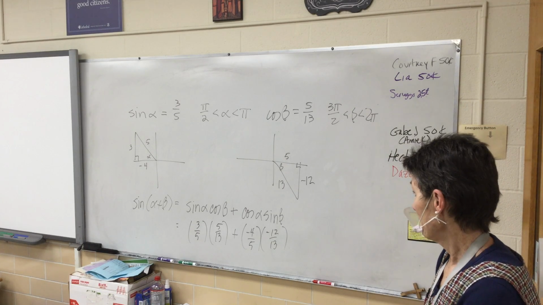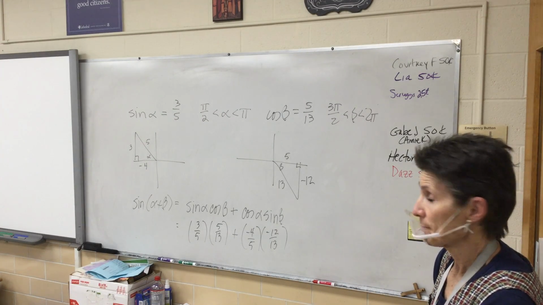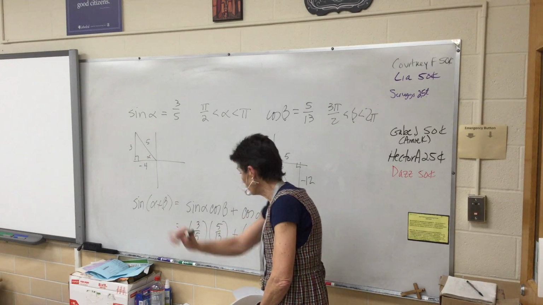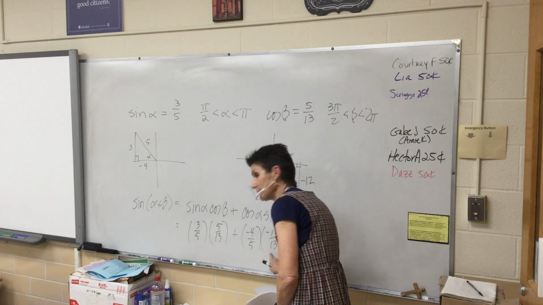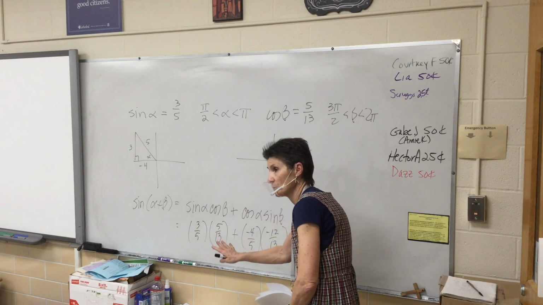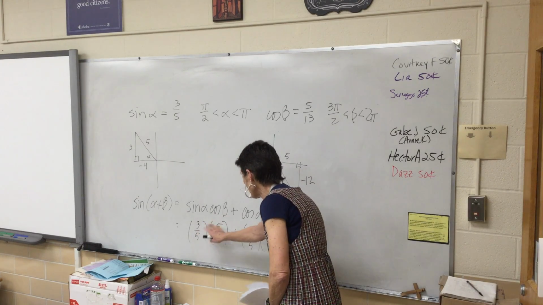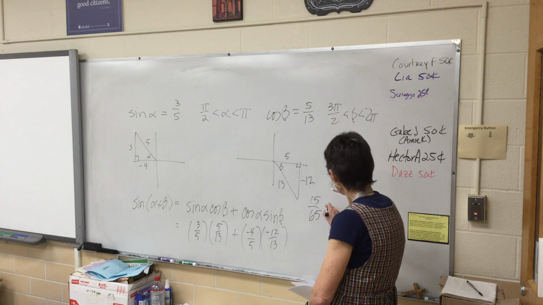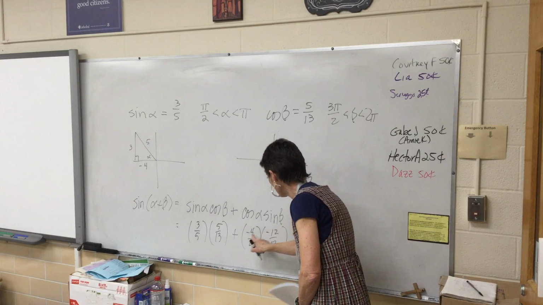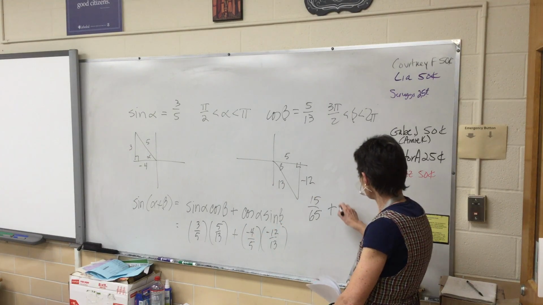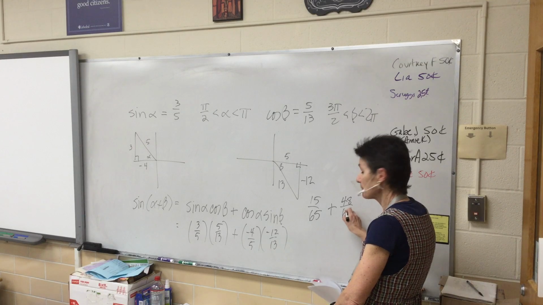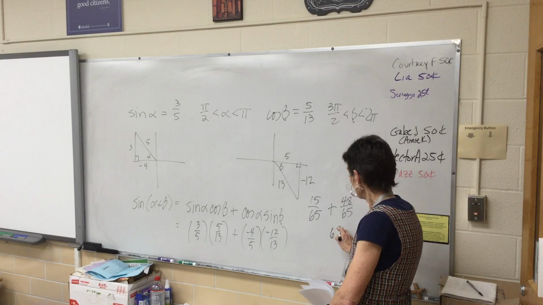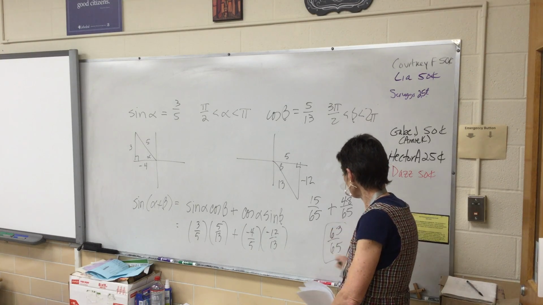What do I need to do now? Multiply these two. And I know you can cancel, but don't, because see how the two pieces are going to have a common denominator? And if you cancel, they won't. So just don't cancel. Just leave that 15/65. And this is going to stay plus because those are both negative. So that'll be 48/65. And the answer is 63/65.